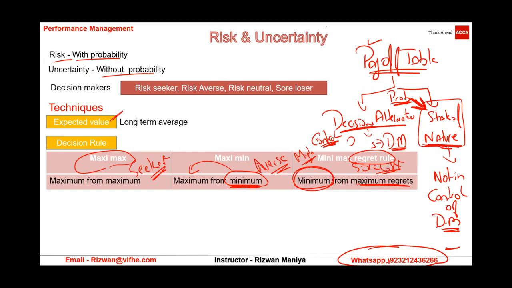Expected value is used by a risk neutral decision maker, because a risk neutral decision maker goes for the most likely result, and expected value uses probabilities. So probabilities are used in expected value, and that results in the most likely outcome. That is what your risk neutral does. So these are the four decision makers who will use four types of techniques as I mentioned here. I hope this is clear to all of you.